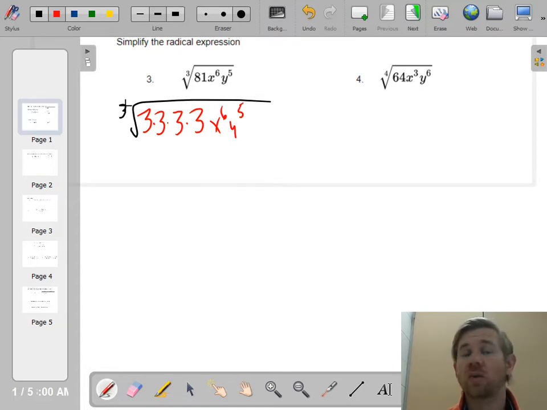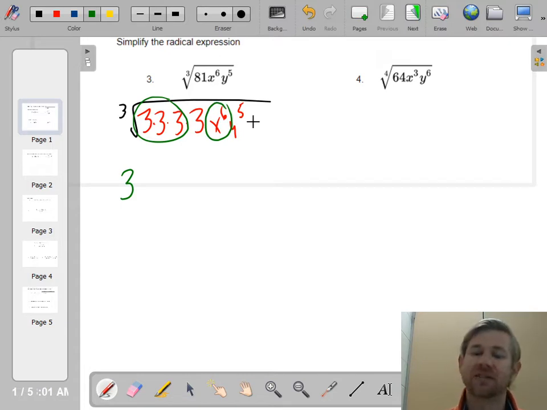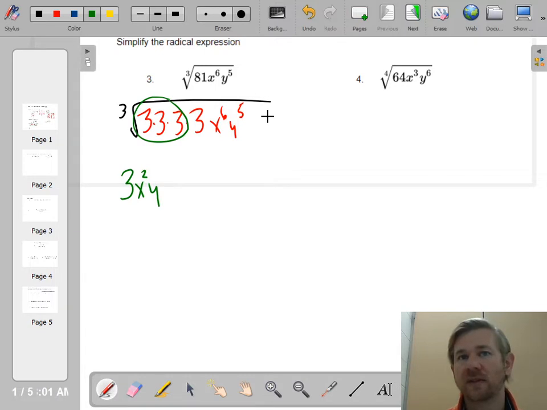So for a cube root, we're looking for sets of 3. Got one. That means a 3 makes it out. That's because 3 times 3 times 3 is 27, and the cube root of 27 is 3, so it's now outside of the root. There are 6 x's, so if there's 6 of them, then there will be 2 groups of 3, so x squared on the outside. If there's 5 y's, you'll have 1 group of 3, but there's still 2 left on the inside.